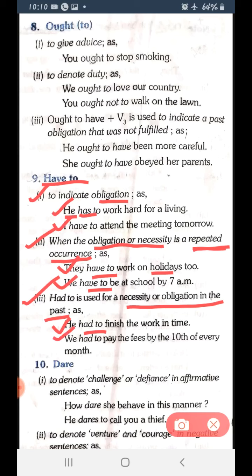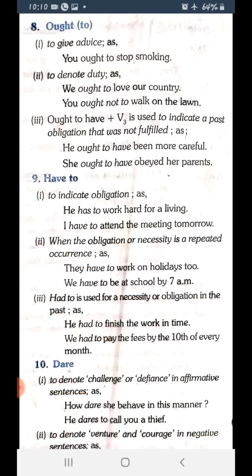Example number 2. We had to pay the fees by the 10th of every month. Okay, that means हमें 10 तारीख से पहले हमारी फीस जमा हो जानी चाहिए हर महीने. Clear? Now let us see next point, and that is point number 10.